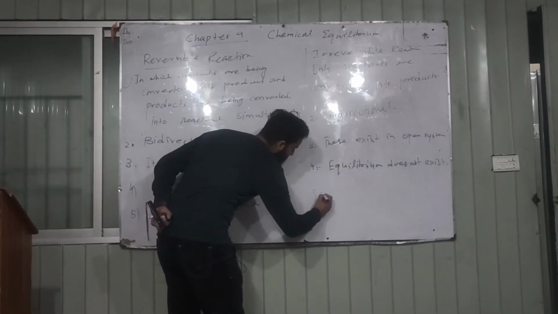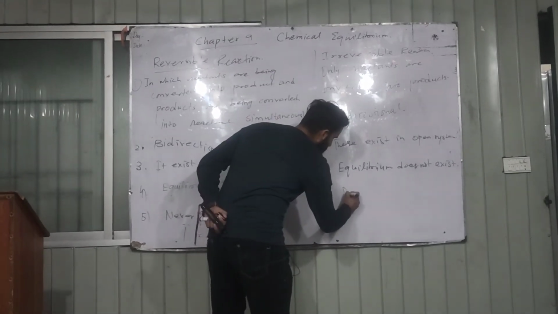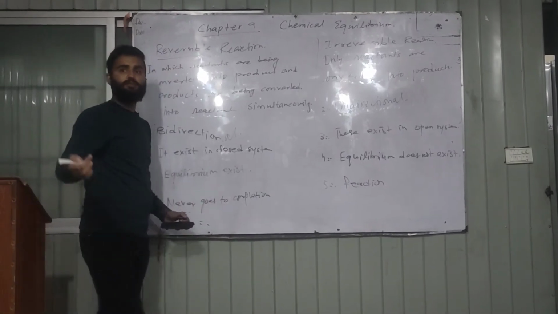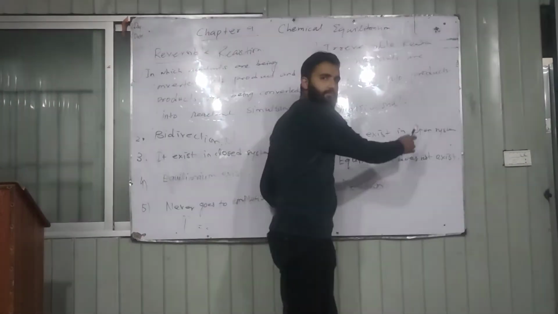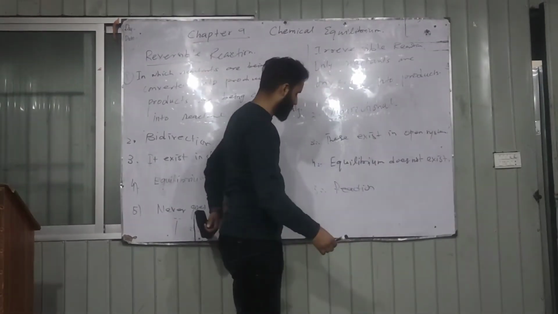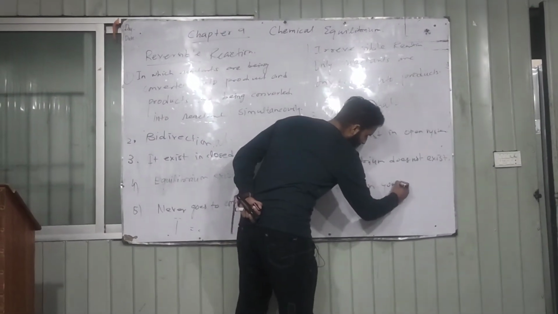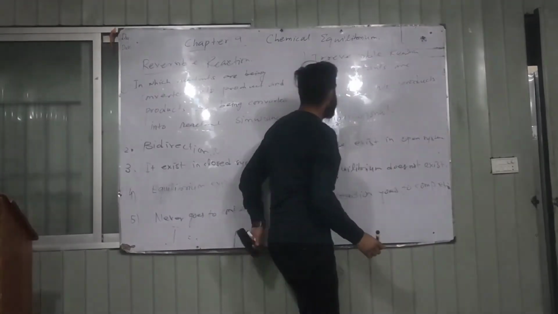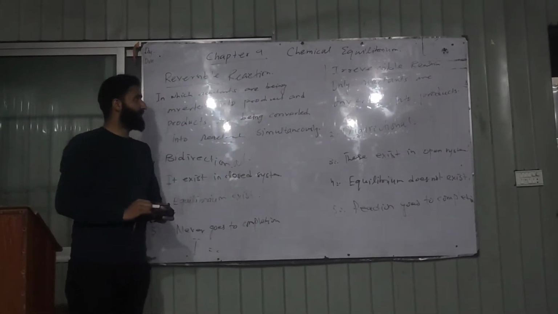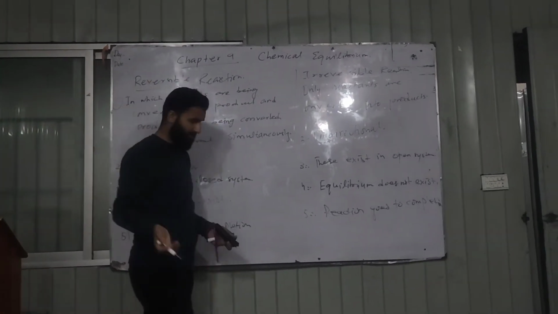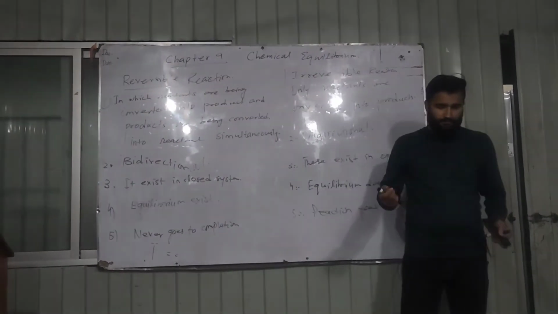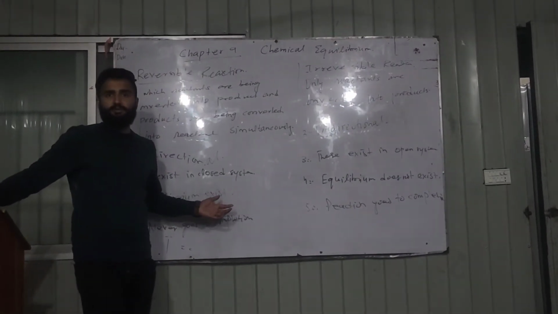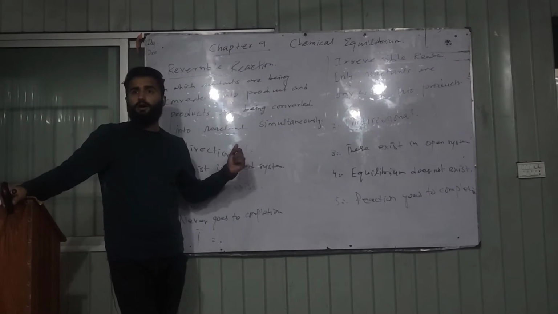And number 5: reversible reactions never go to completion, while on the other hand irreversible reactions always go to completion. If I ask the question in the exam to write the difference between irreversible reactions and reversible reactions, and the question is given in the long part, you have to write in detail. This question will have 5 marks in the exam.